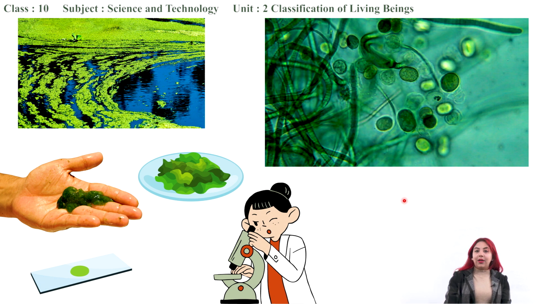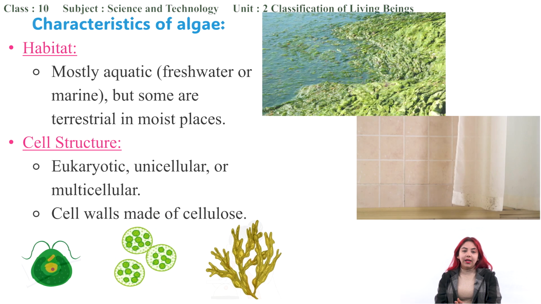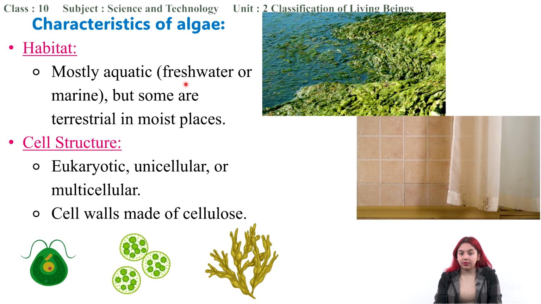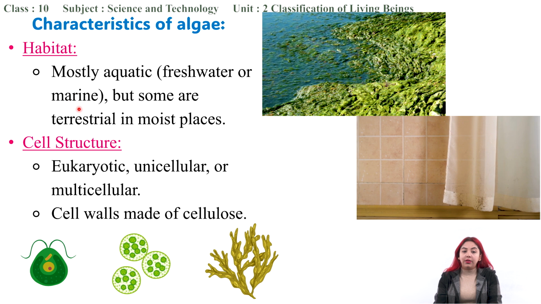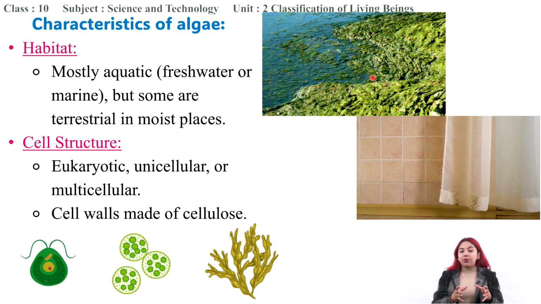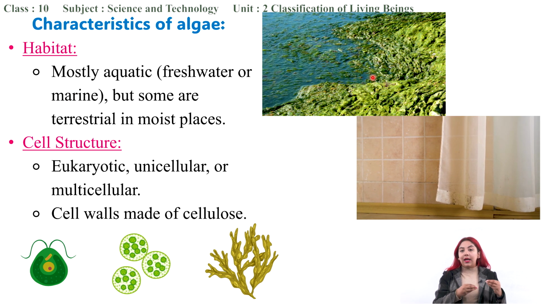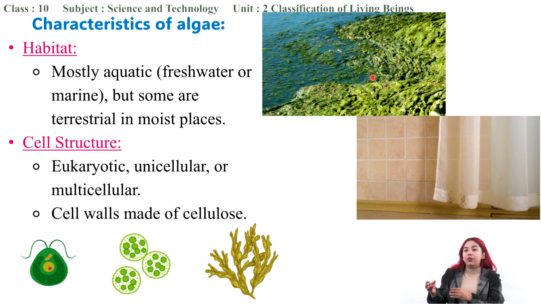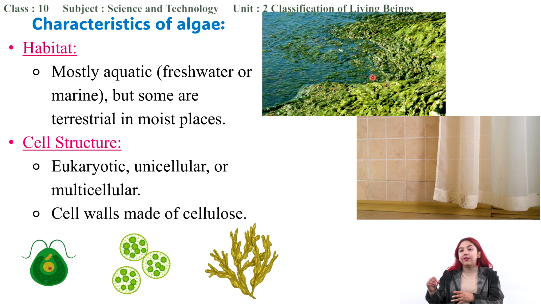So keeping all this in mind, let us study a few characteristics of algae. Now, habitat. Algae are mostly aquatic. They lie either in fresh water or marine water. Fresh water is the type of water that does not have a high salt content, whereas marine waters, like oceans, have salt content in them. So you should know this difference. Algae are found in both types of aquatic habitat, fresh water as well as marine water.